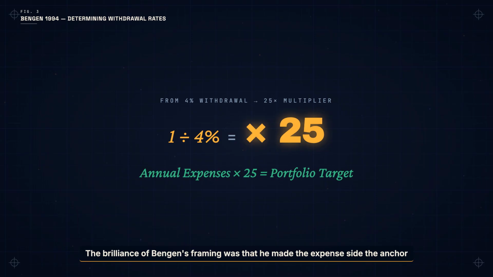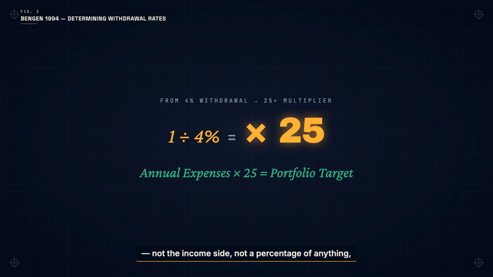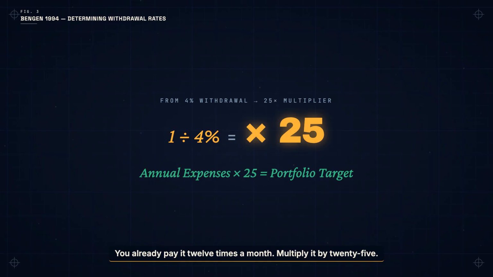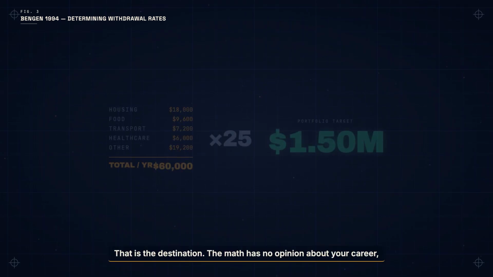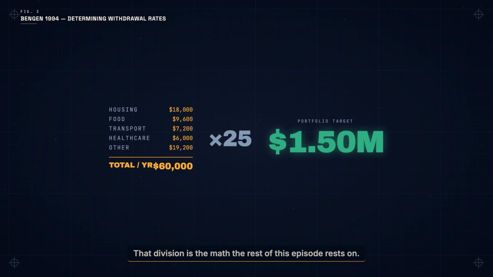The brilliance of Bengen's framing was that he made the expense side the anchor. Not the income side, not a percentage of anything, just the absolute dollar amount you actually spend in a year. That number you already know, you already pay it 12 times a month, multiply it by 25. That is the destination. The math has no opinion about your career, your bracket, your social class. It only cares about your annual outflow. That division is the math the rest of this episode rests on.